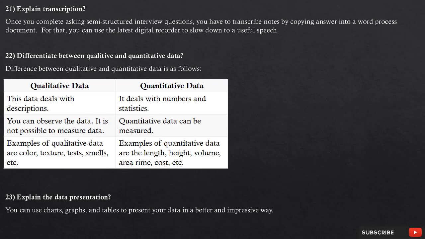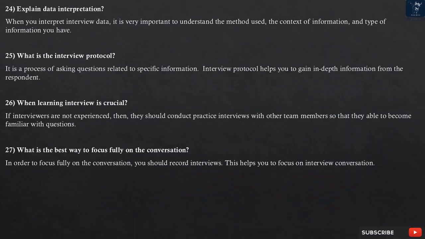23. Explain data presentation. You can use charts, graphs, and tables to present your data in a better and impressive way. 24. Explain data interpretation. When you interpret interview data, it is very important to understand the method used, the context of the information, and the type of information you have.